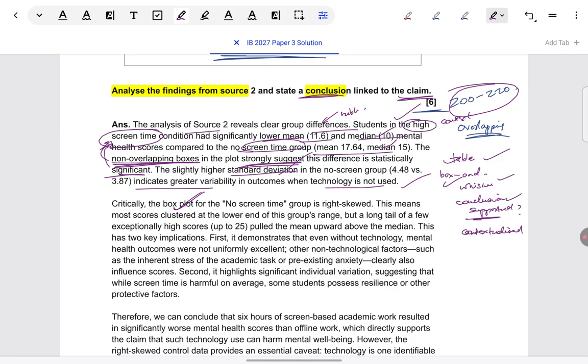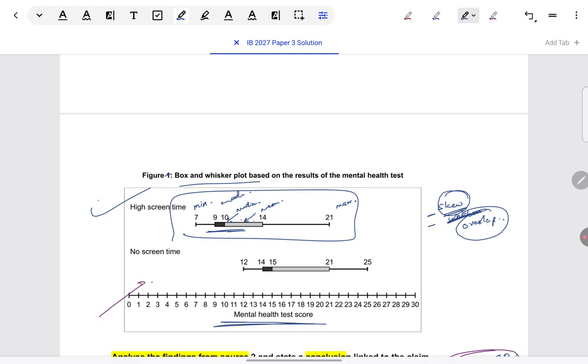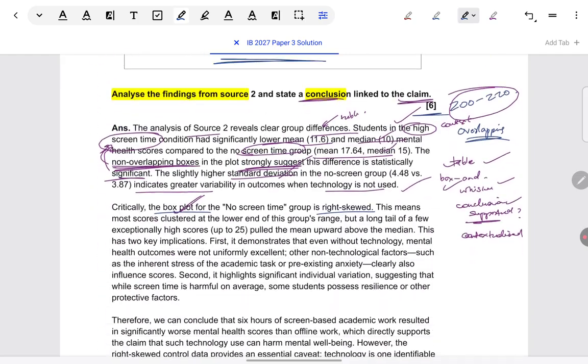Now, coming to box plot interpretation. The box plot is right skewed for the no screen time group. You can take a look at it again. A clear right skew is there. If you look at the box versus the whisker of the no screen time group, you will see a right skew. Whereas in the high screen time group, you don't see this right skew. The box and the whisker look proportionate in that case.